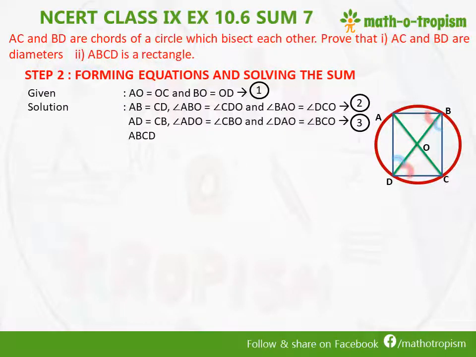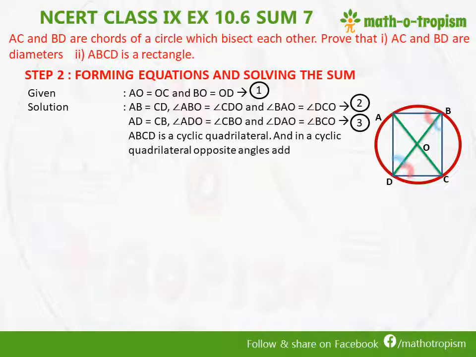Continuing, we know that ABCD is a cyclic quadrilateral, and in a cyclic quadrilateral, opposite angles add up to 180 degrees. So as a result, we will consider one part, angle ABC plus angle ADC is equal to 180 degree, and also angle DAB plus angle DCB will be 180 degree. We'll first take up the first equation.